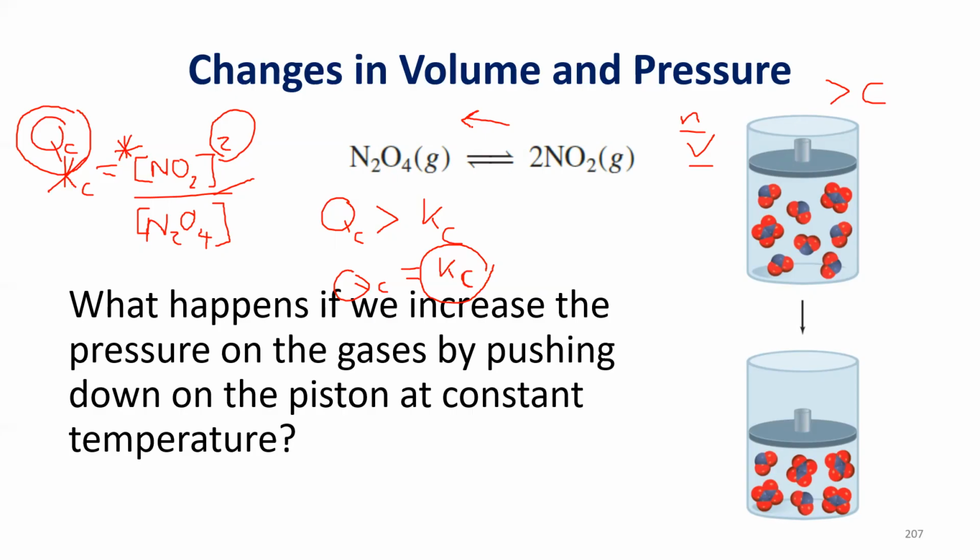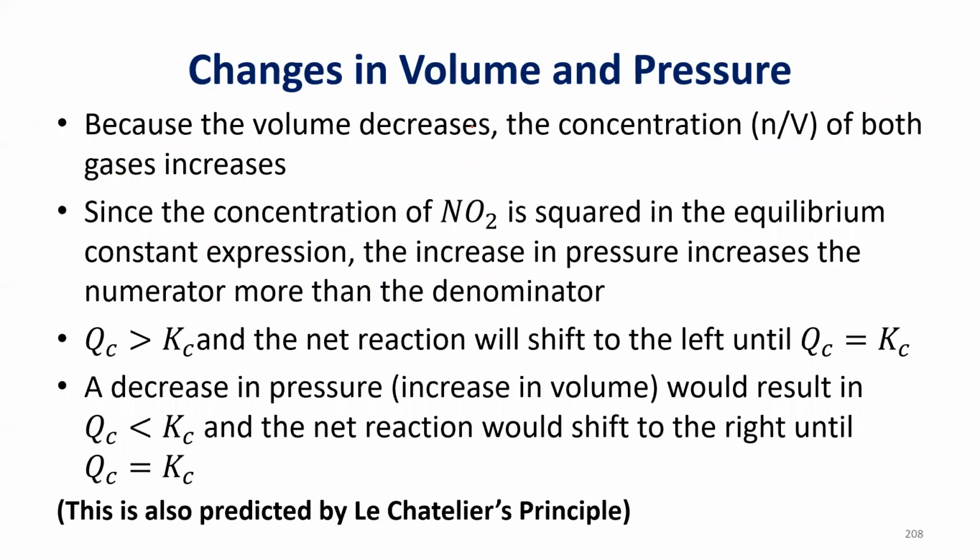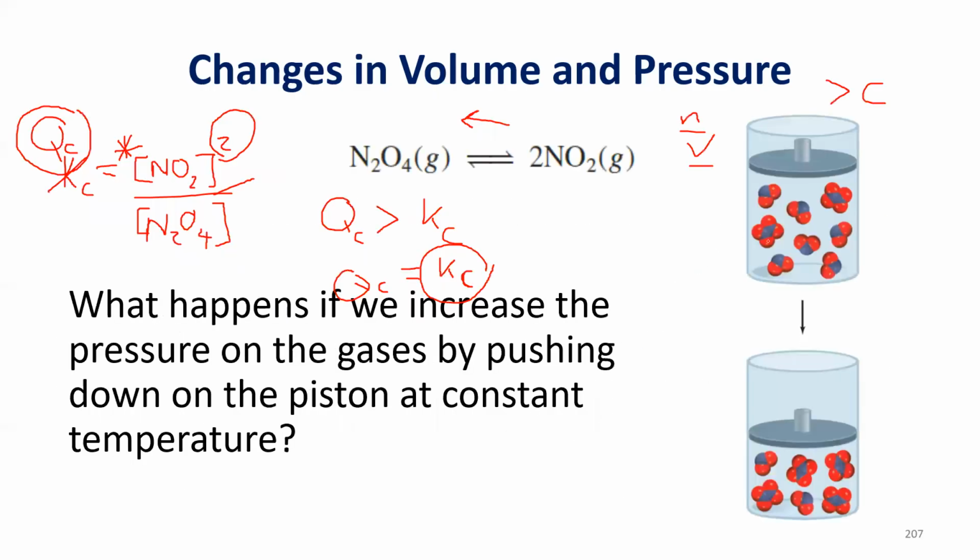Okay, so we say that since the concentration of NO2 is squared in the equilibrium constant expression, the increase in pressure increases the numerator more than the denominator. Just a repetition of what I've said. So Qc will be greater than Kc, and the net reaction will shift to the left until Qc equals Kc.